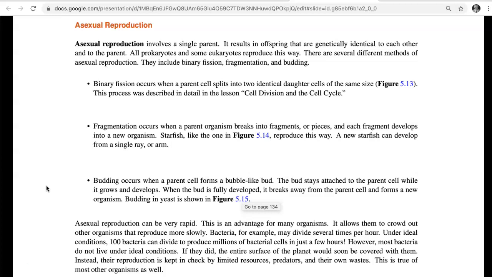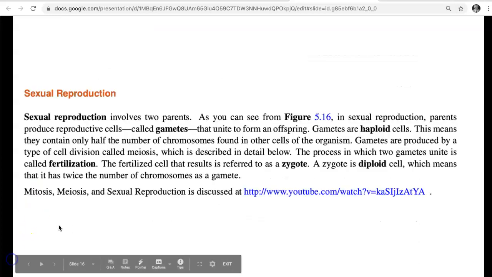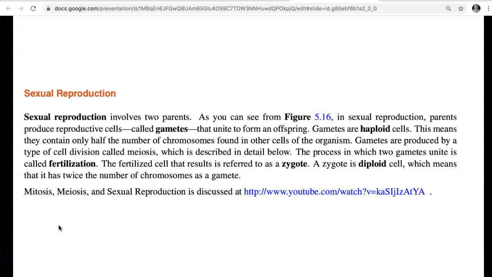Make sure you read and understand the difference between asexual reproduction, which involves a single parent and results in offspring that are genetically identical to each other and to the parent. So there's no mixing of genetic material in asexual reproduction. Sexual reproduction, on the other hand, involves two parents. Refer to the diagram here.